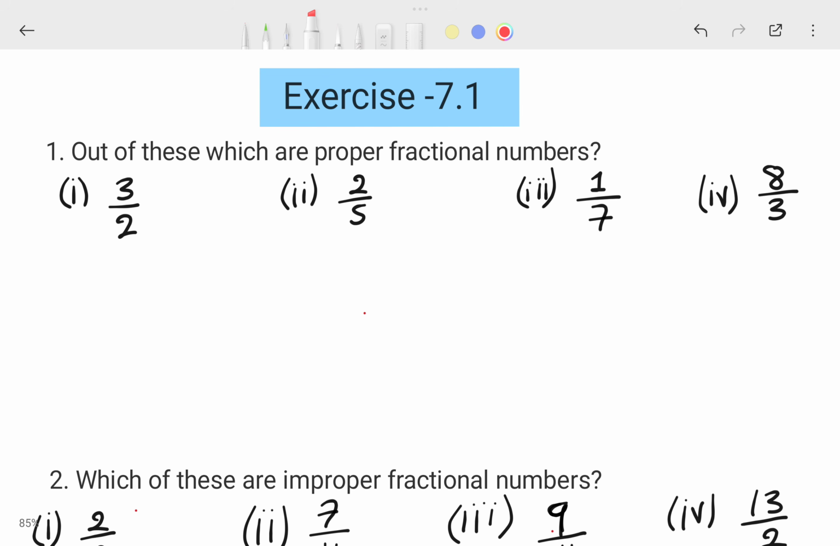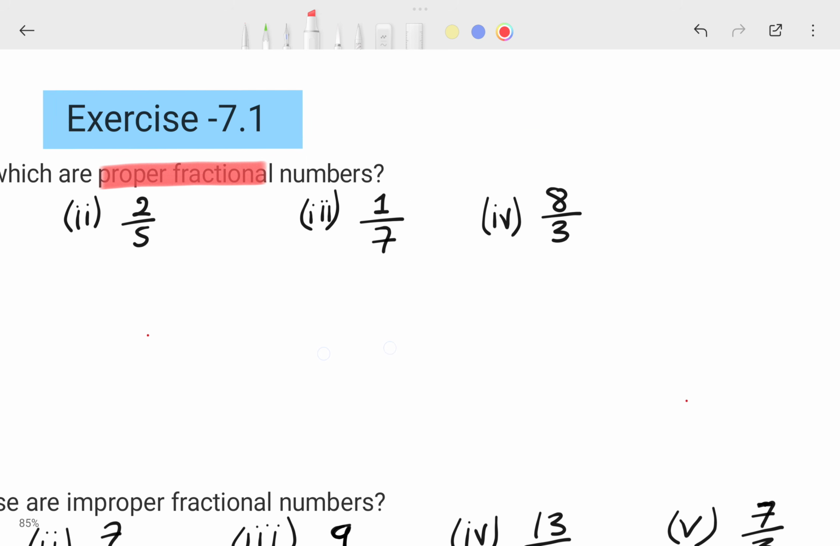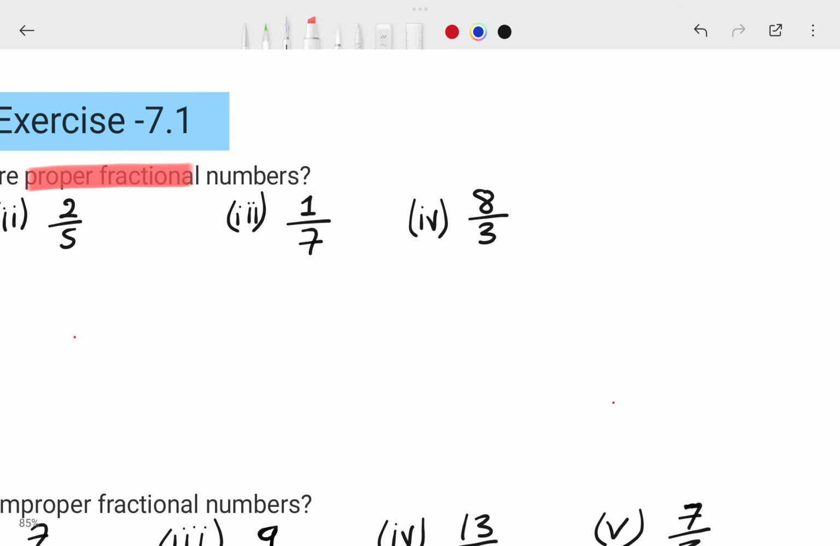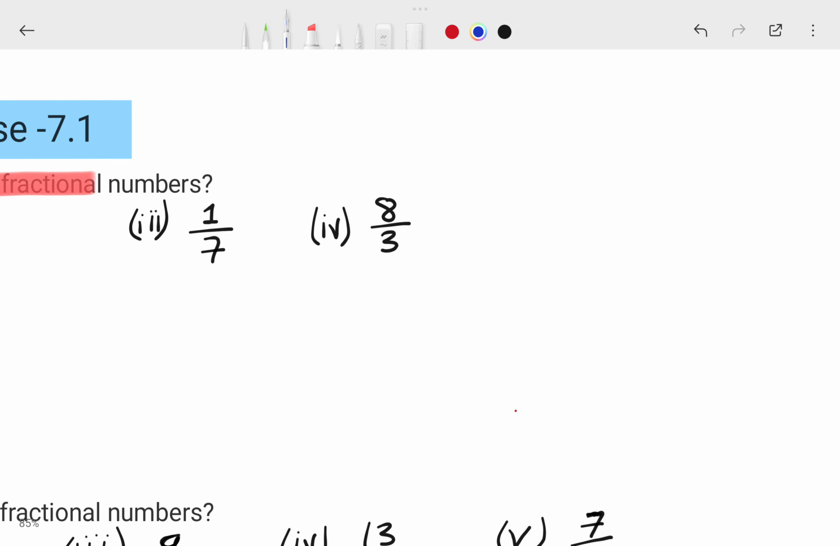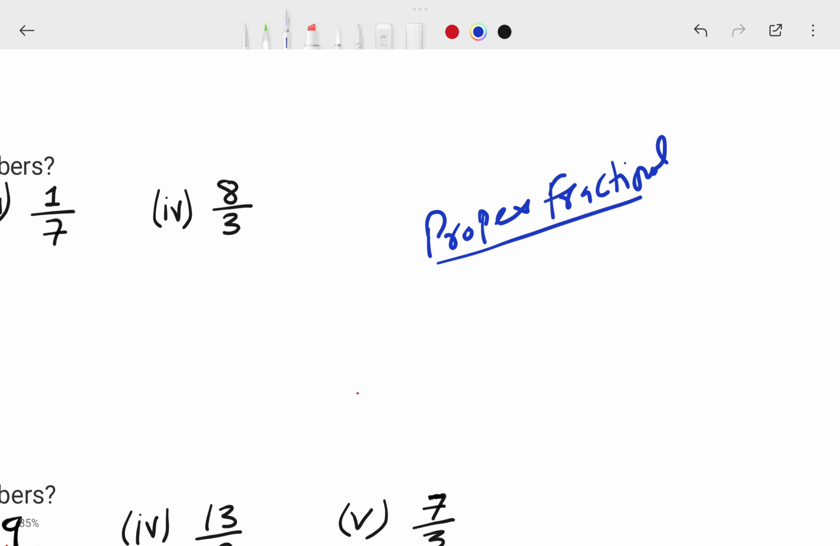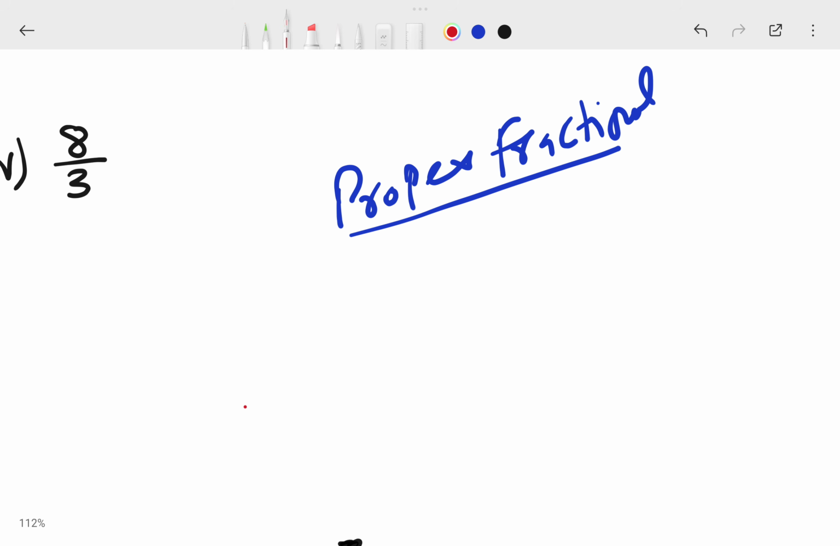So here the first question is asking which of these is a proper fractional number. So we have to find the proper fractional number. Before I start this first question, I want to teach what a proper fraction is. Let's learn what a proper fraction is first of all, and after that I will talk about what an improper fraction is.